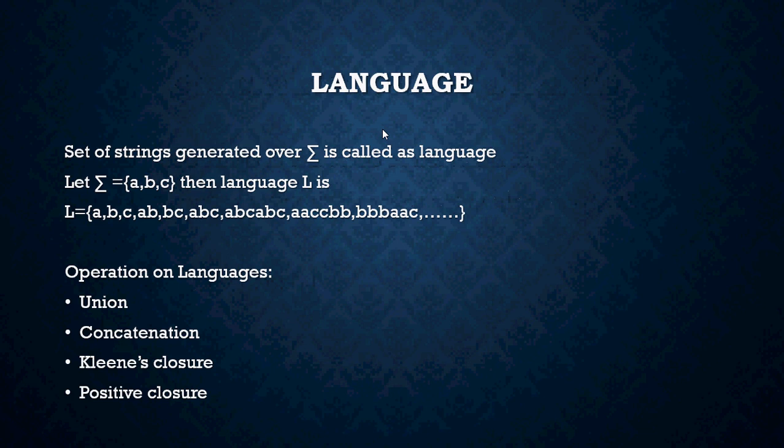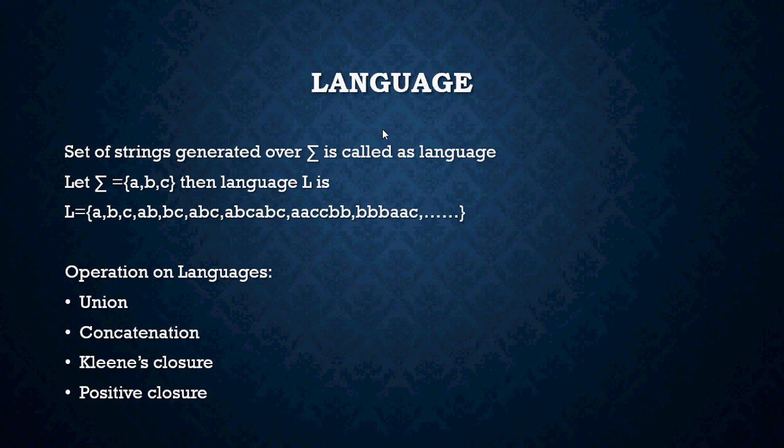And what is meant by a language? A set of strings generated over sigma is called a language. Let us assume that we have three alphabets A, B, C. Then the language L can be generated repeatedly by applying these three symbols. So ABC, AB, BC, ABC, and so on and so forth, if you apply these three symbols any number of times to generate a language. Now, the operations of the languages are called union, concatenation, Kleene closure, and positive closure.